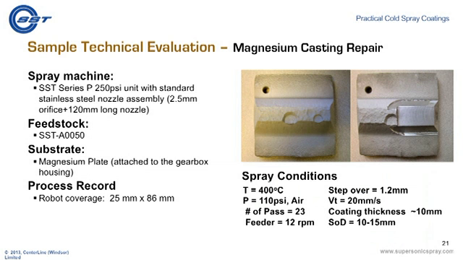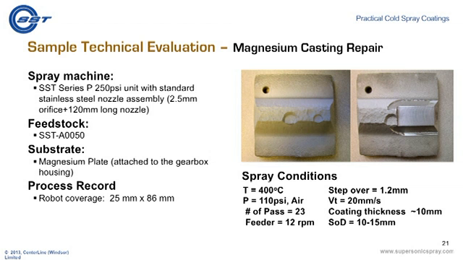I wanted to show you just one example from literally hundreds of technical evaluations we've done over the past decade. And if you have a particular component or part that you're interested in evaluating, we may already have it within our database, or we can develop that data for you. So let's go through this particular example here. We've got a magnesium casting repair. We're going to use our SST Series P at 250 psi gas pressure.